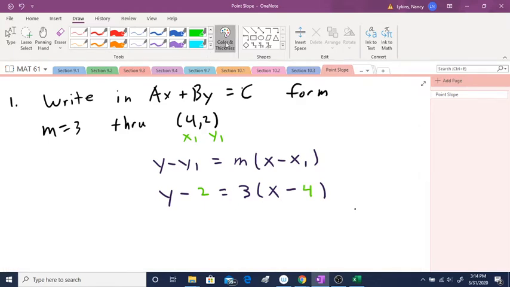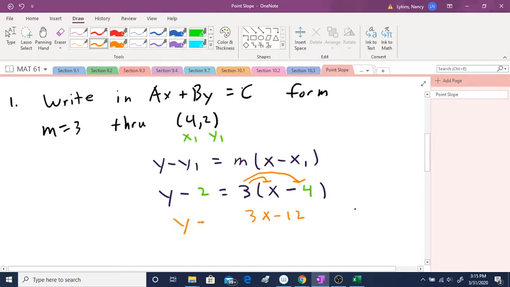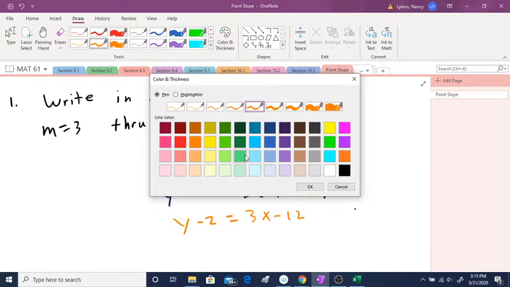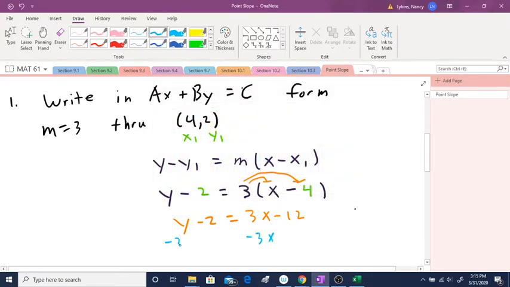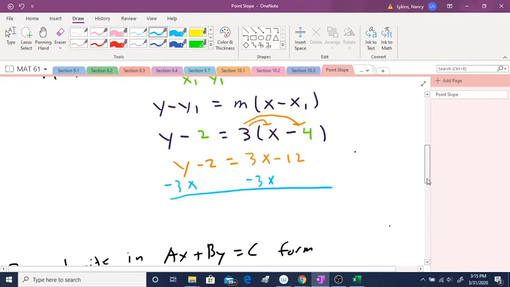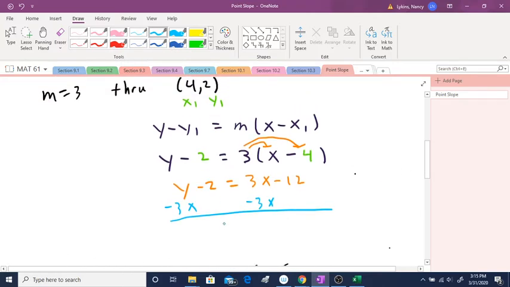The first thing I would do is bring the x over to the left side. Well, we've got this 3 attached to the parentheses, so we're going to use the distributive property. We're going to make that 3 times x, which is 3x, and 3 times negative 4, which is negative 12. So 3x minus 12. I still have my y minus 2. I need to have my x and y on the same side, so my next step is I'm going to subtract my 3x. I'm sorry, 3x, not 3y. And I get negative 3x, my y is positive, minus 2 equals negative 12.